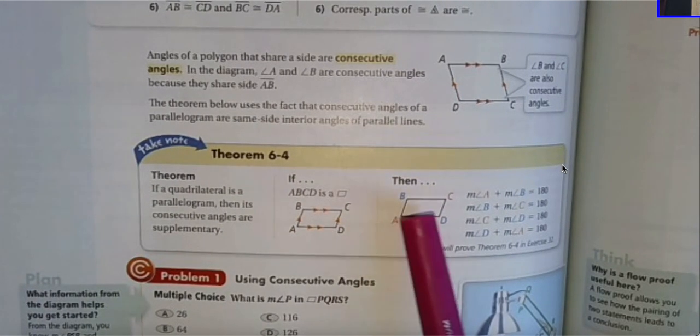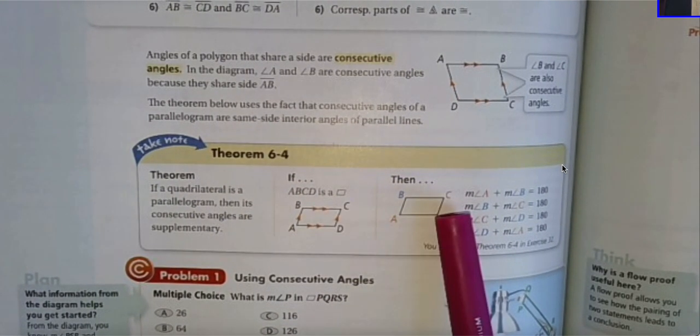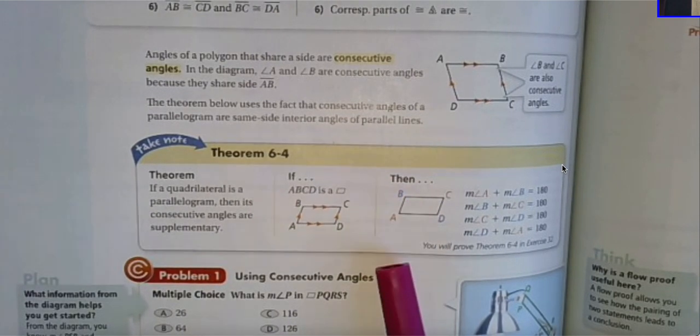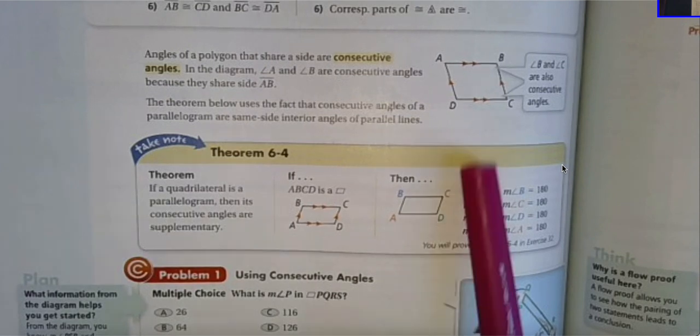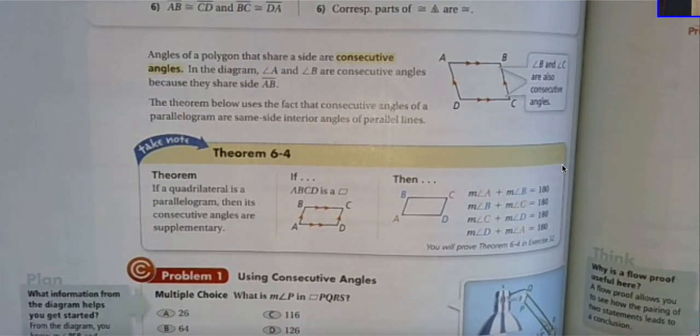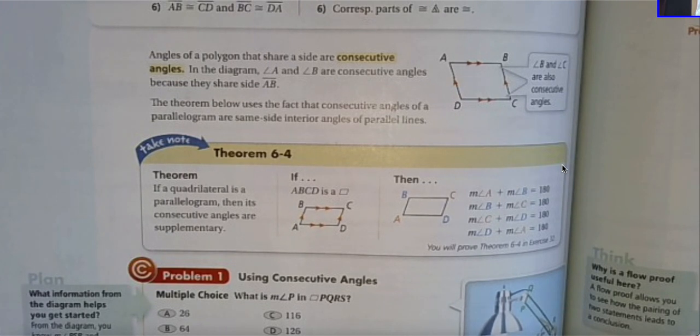Consecutive angles are B and C. See how they're next to each other? Or A and B. Those are consecutive. Or A and D. Or D and C. I could just go all the way around it. But consecutive angles add to 180. Are we ready for our first example? So we've learned two rules.